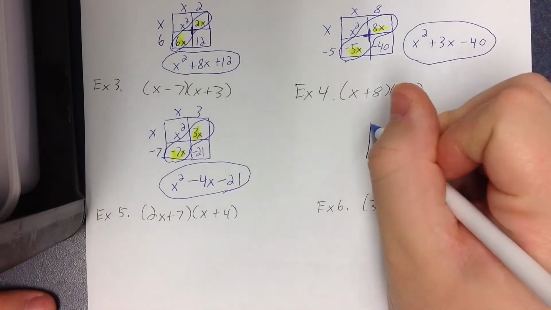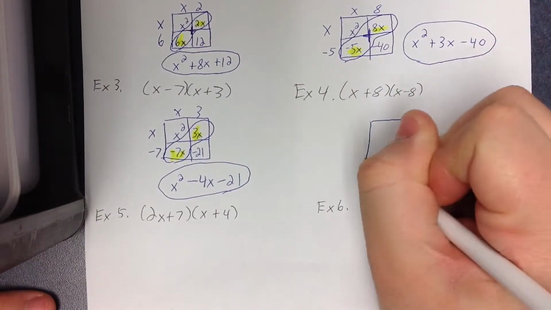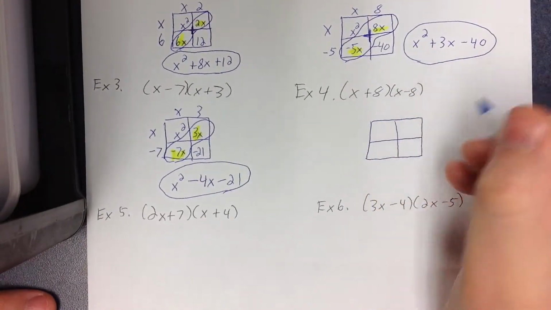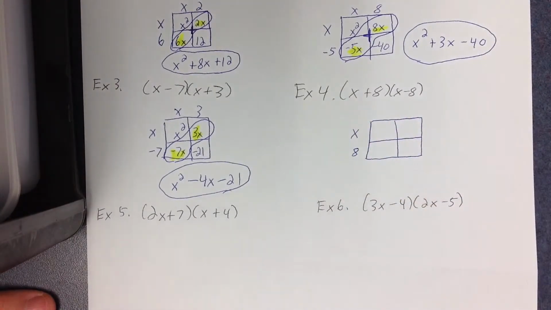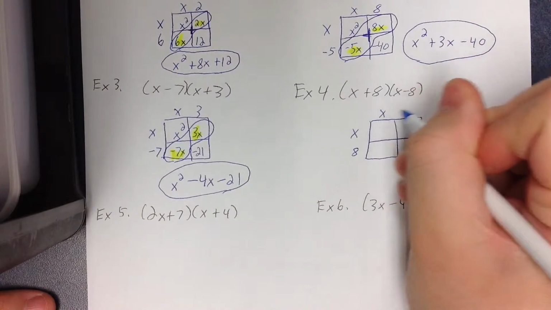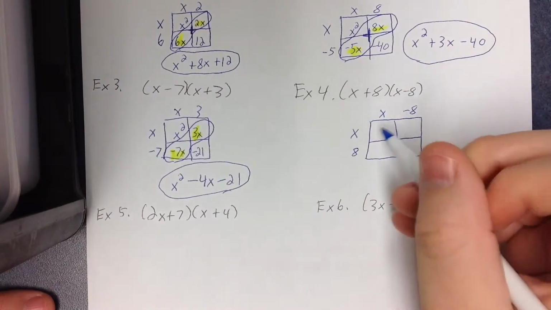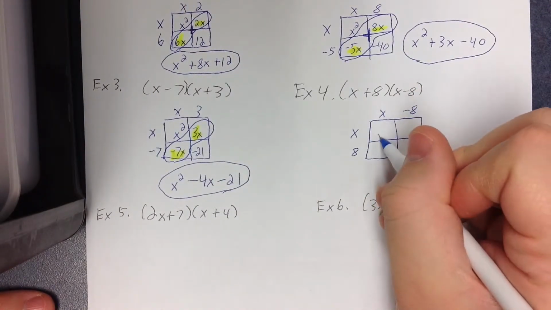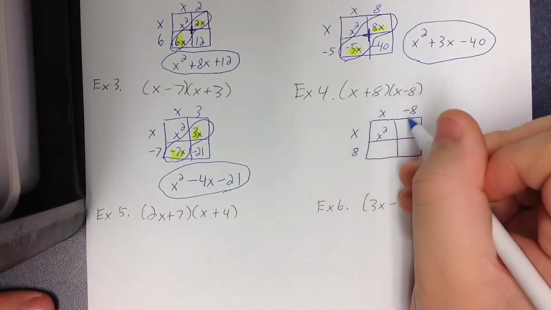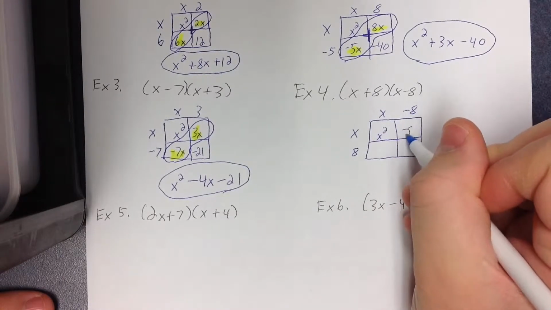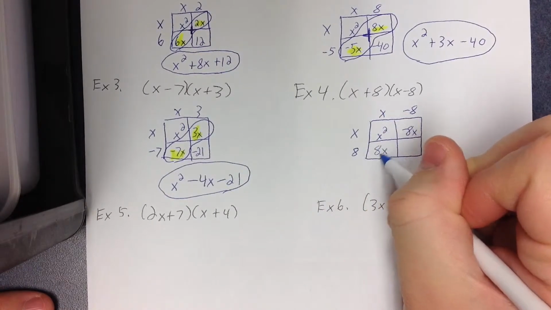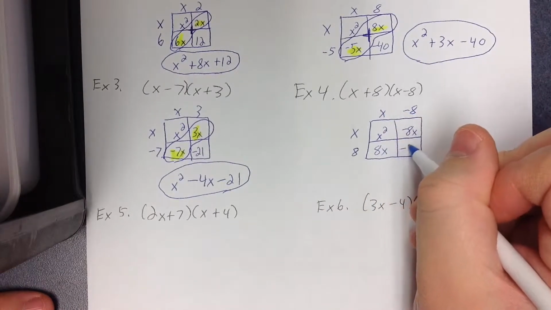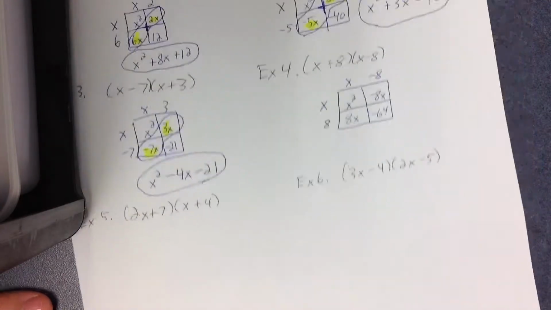Okay, example 4, x plus 8 times x minus 8. So we got x and 8 and x and negative 8. So x times x is x squared. x times negative 8 is negative 8x. 8 times x is 8x, and 8 times negative 8 is negative 64.